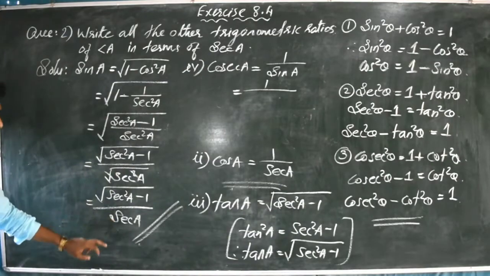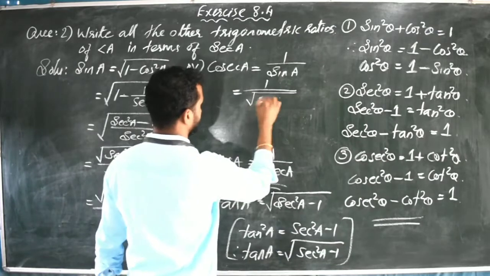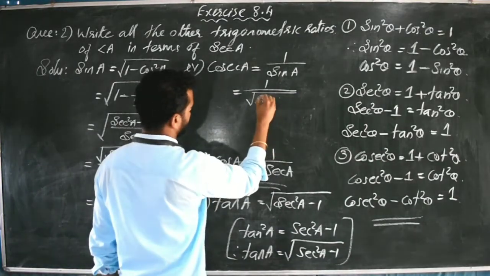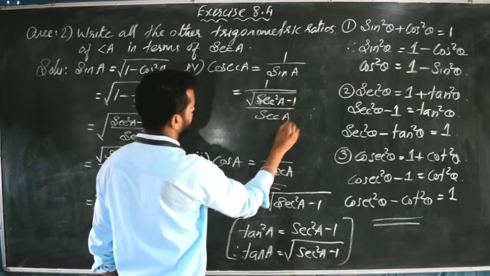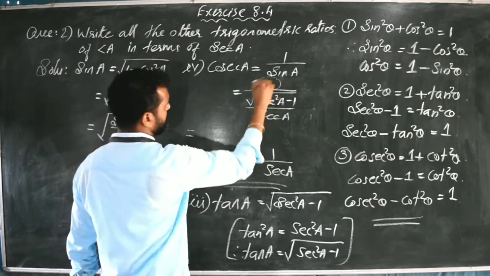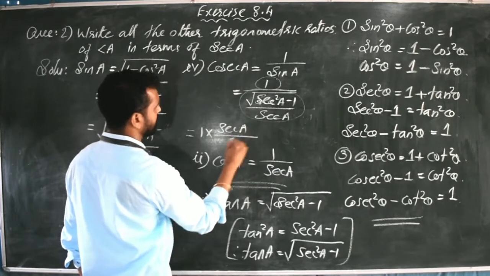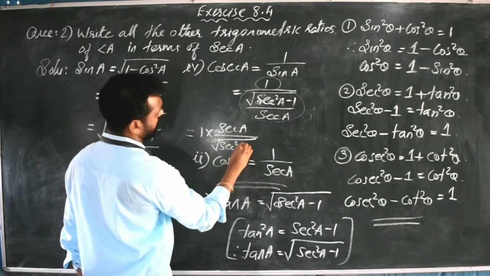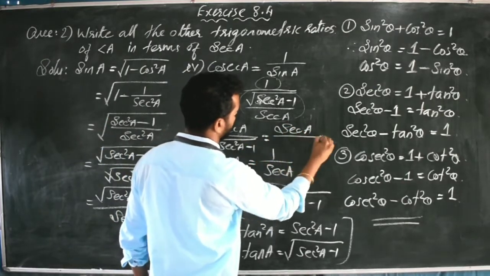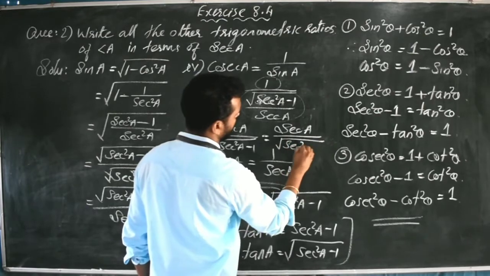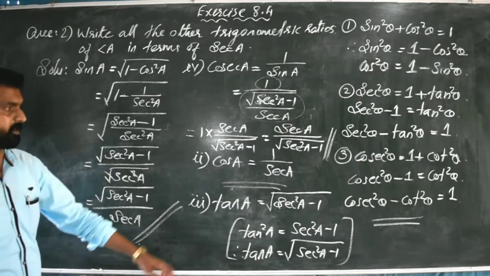Already we got the answer for sin A here, that is square root of sec square A minus 1 divided by sec A. Then that is equal to the numerator into reciprocal of the denominator, that is 1 into sec A divided by square root of sec square A minus 1. That is equal to sec A divided by square root of sec square A minus 1. That is the answer. So cosec A we have expressed in terms of sec A.